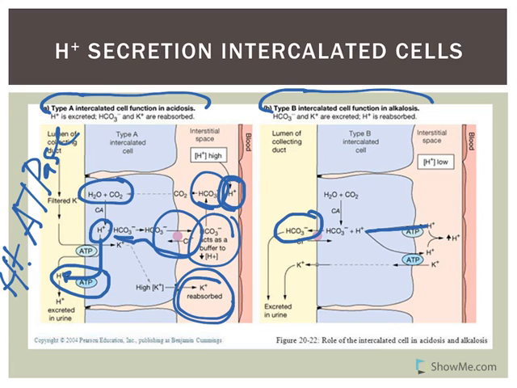And just think logically again, if you're alkalotic, let's get rid of bicarb. I don't want it. I want to retain as many hydrogen ions as I can. So it's just the opposite things that happen in a type B intercalated cell. And your body knows which cell needs to be active at that point in time. It's just as simple as that.